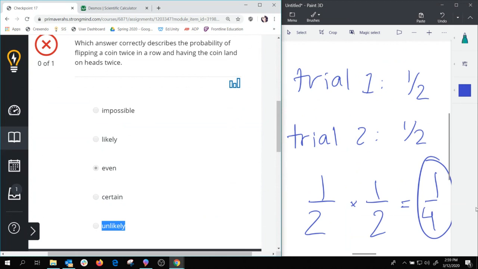So your thought process of even wasn't necessarily wrong because technically it is a 50-50 chance, but the more that you flip your coin, the less chance you have to keep landing on heads.